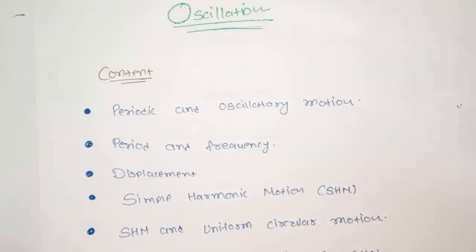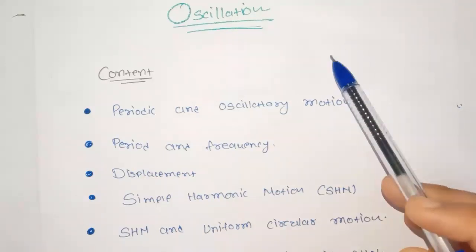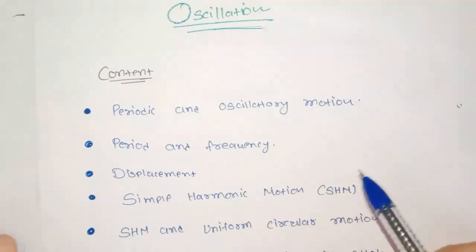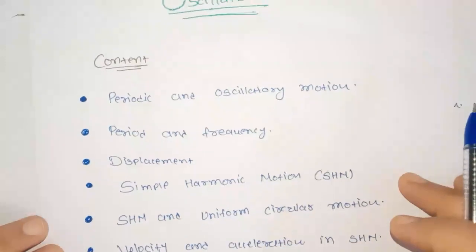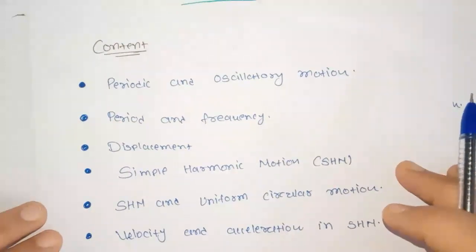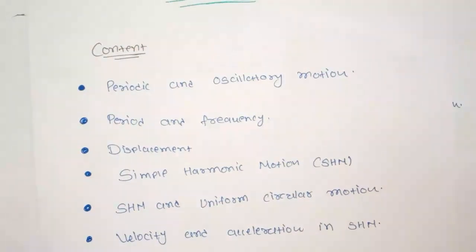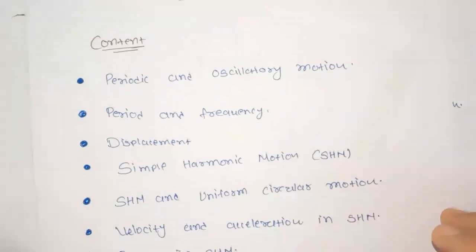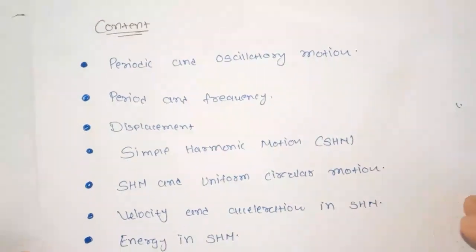Hello students, today we are going to start a new chapter, that is oscillations. In this chapter, first we will understand what is the periodic motion and oscillatory motion, what is the difference between periodic motion, oscillatory motion and SHM, that is simple harmonic motion. Then we will revise the concept of period and frequency.